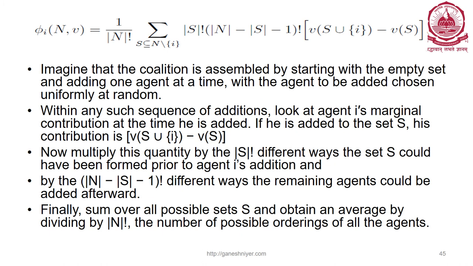Imagine that the coalition is assembled by starting with an empty set, adding one agent at a time, with the agent to be added chosen uniformly at random. Within any such sequence of additions, look at the marginal contribution. That is what we are looking at by V of S union I minus V of S, the last part. Now multiply by S factorial different ways the set S could have been formed, and N minus S minus 1 factorial ways the remaining agents could be added. Finally, sum over all possible sets S and obtain an average by dividing by N factorial. So this is quite a simple closed form solution, right?